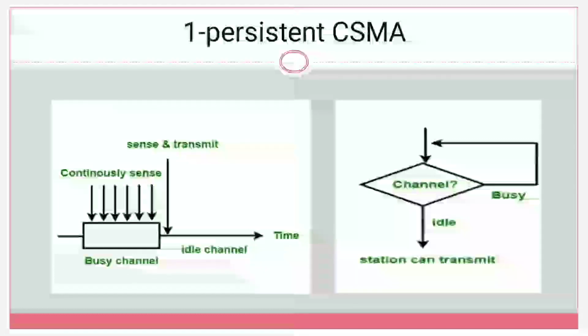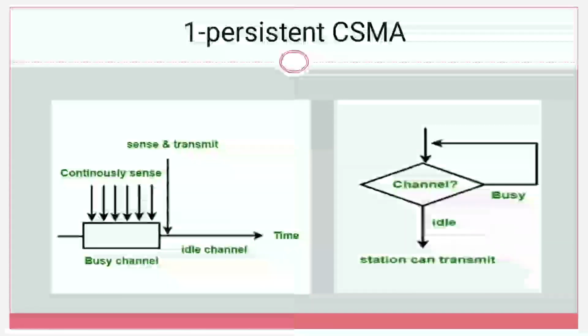So here is the flow chart for one persistent CSMA. Here the station checks the channel, the medium. If the channel is busy, it simply goes back to the first step again. If the channel is idle, then the station can transmit the data. Clear? This is the flow chart for one persistent CSMA.